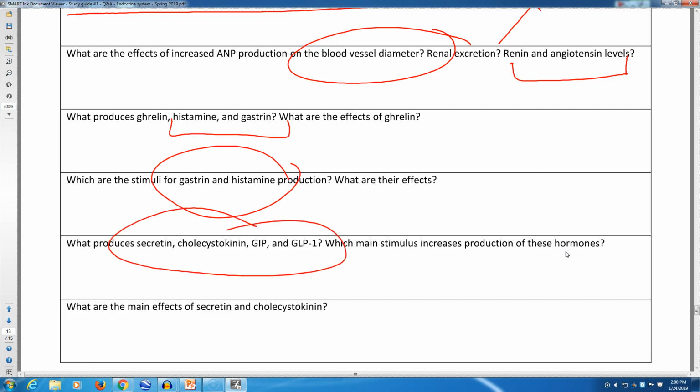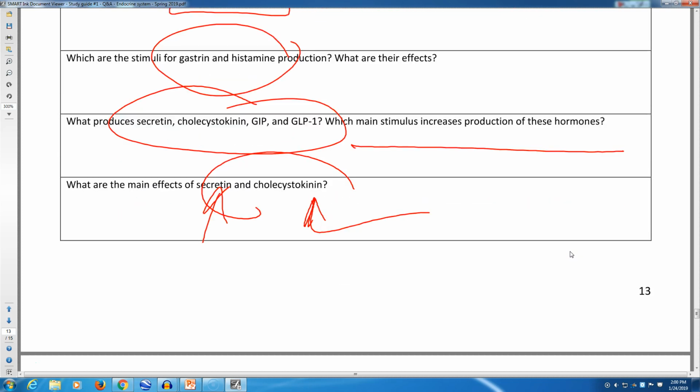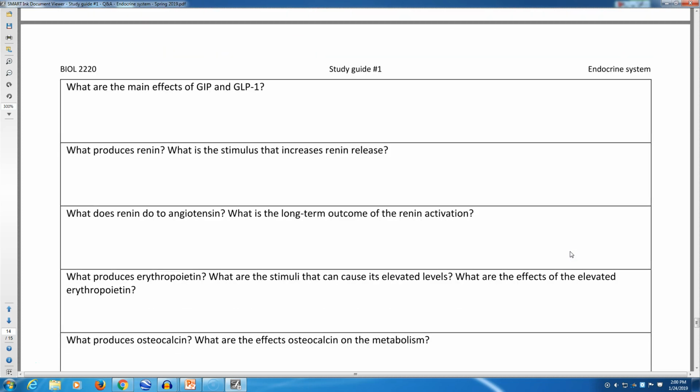This is for intestines. Stimulus, food in the intestine. Secretin, bicarbonate release. Cholecystokinin, release of enzymes from the pancreas. Effects, inhibition of gastric activity and increased release of insulin.